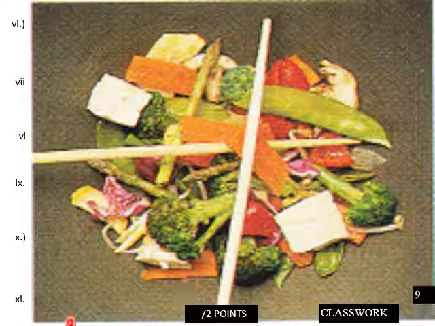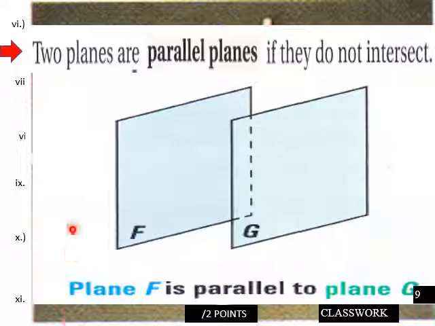Not skew. Classwork. Two planes are parallel planes if they do not intersect. Plane F is parallel to plane G. This is parallel.